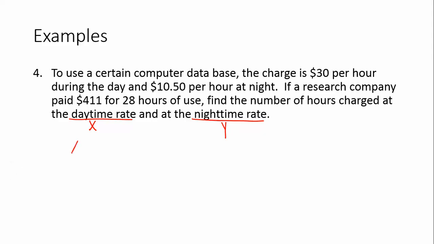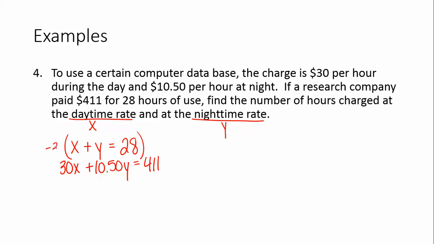If we take the number of daytime hours plus the number of nighttime hours, we get 28 hours altogether. But now we need to incorporate the price. It's $30 during the day plus $10.50 at night for a total of $411 paid. So there's your system. If you're not sure how I came up with that, just think about it for a minute. Take a look at where I pulled the numbers from. Reread the sentences if you have to see where I got those two equations from.